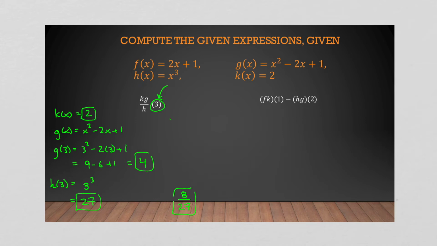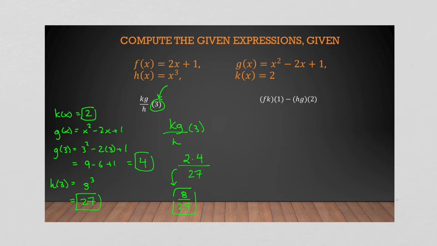And if it's saying k times g over h of 3, well, k of 3 was 2, g of 3 was 4, and h of 3 was 27, and sure enough, that simplifies to 8 over 27. So me personally, I prefer the piecewise part, solving for the individual functions first, because it just makes life easier. We're not doing crazy algebra or anything strange like that. We're just, well, algebra isn't strange. We're just making life as simple as possible.